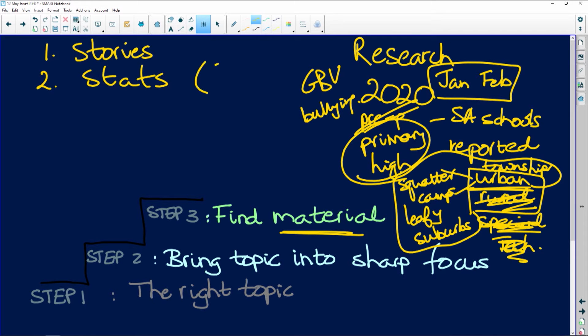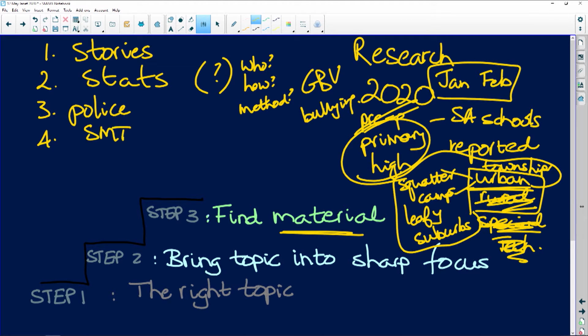But you've got to be so careful of stats. You've got to look at who did it, how did they do it, what was their method, how many people did they speak to. Stats are dangerous. I'm looking for police reports. Maybe I'm looking for SMT or SGB reports. So coming out of the Department of Basic Education, those reports.